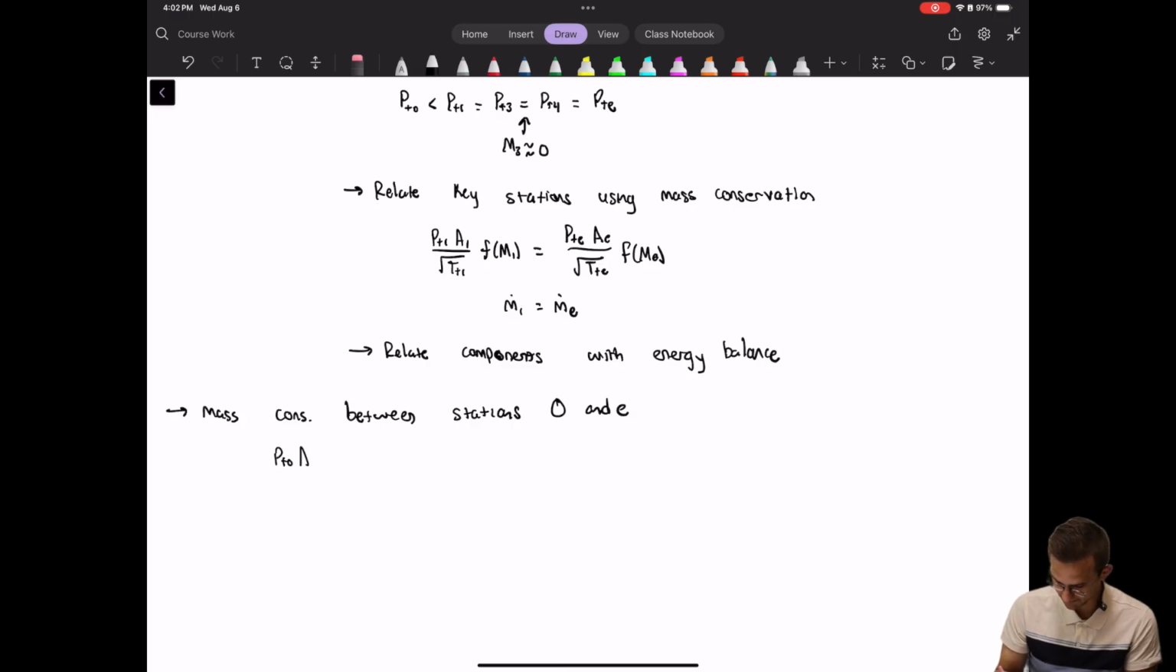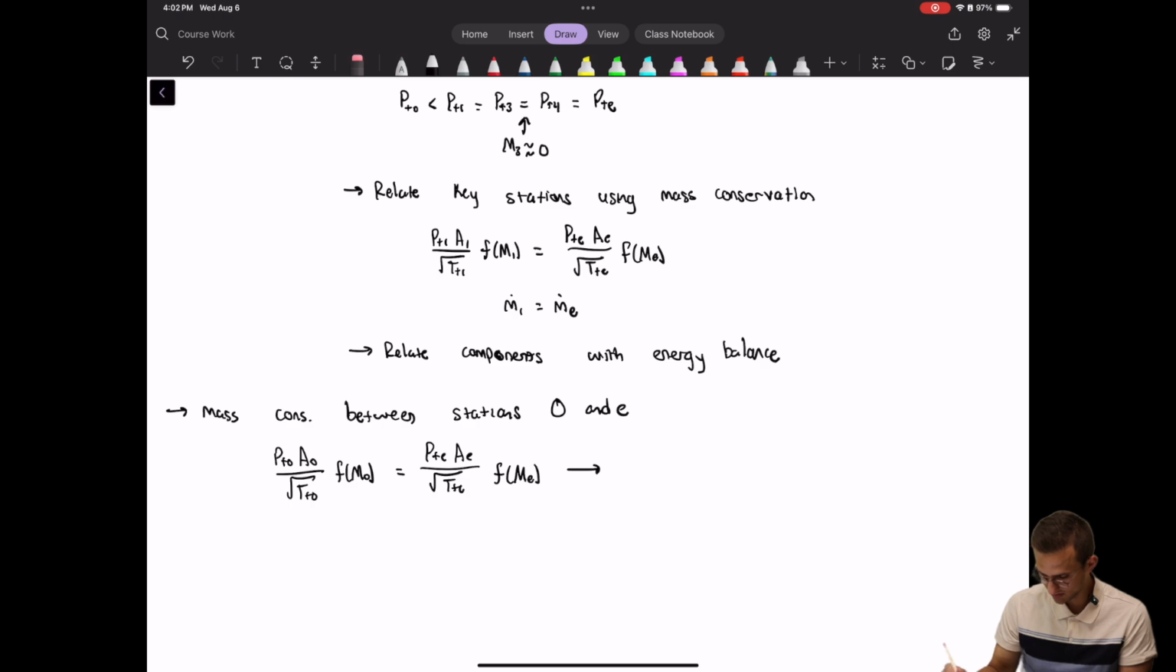Okay, so just like I wrote down above, it just looks like this because we're assuming that f, lowercase f, is very small, and that we have a calorically perfect gas. We can just write this right away. F of M naught is equal to PTE AE over the square root of TTE F of ME. Okay, and so, like I said, that allows us to easily rearrange for A naught over AE.